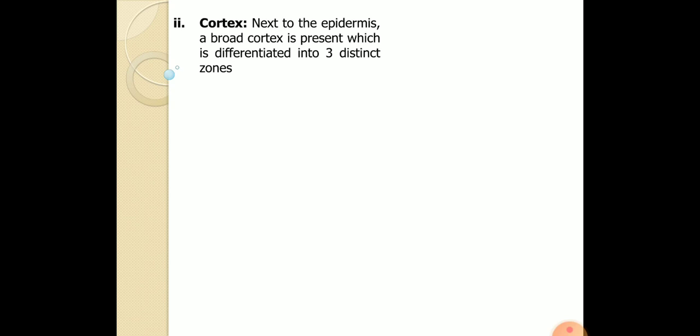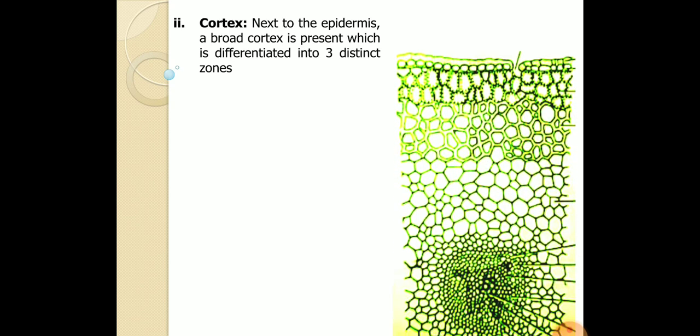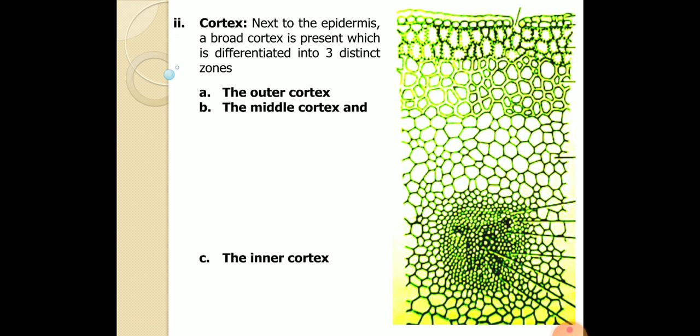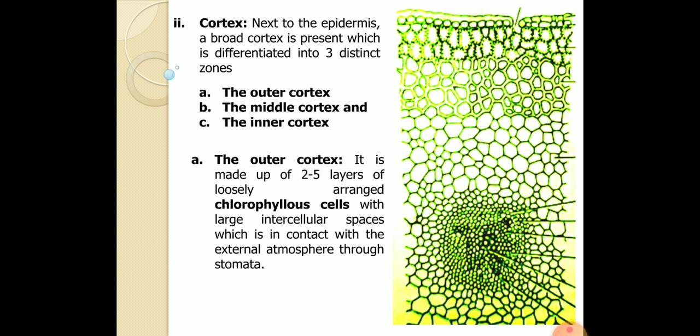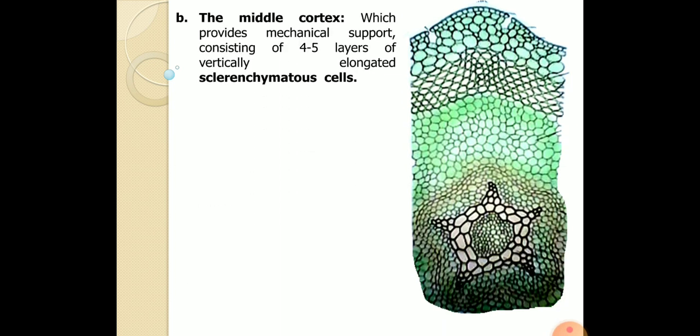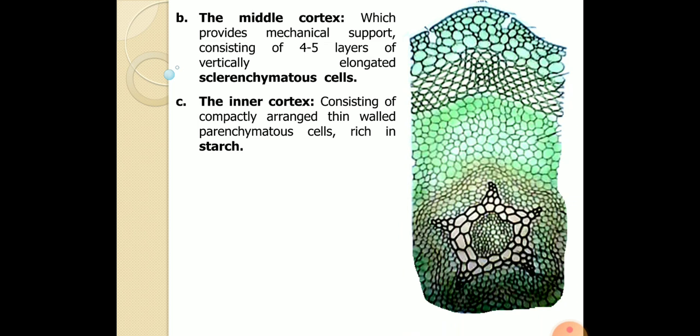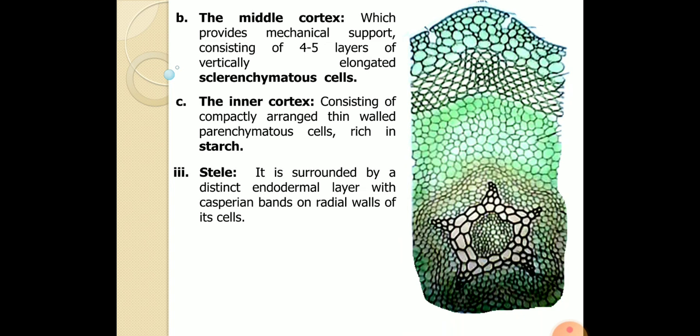Below that you can find the cortex. Again, the cortex has three distinct regions: the outer, middle and inner cortex. The outer cortex region, 2 to 3 layers, is chlorenchymatous and helps in photosynthesis. And the middle cortex has 4 to 5 layers of sclerenchymatous cells, and the inner cortex consists of thick walled parenchymatous cells. They are rich in starch.